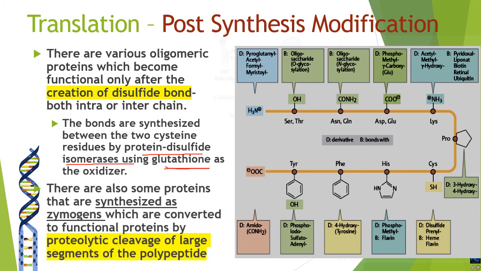And finally, there are some proteins which are synthesized in an inactive form. Those inactive forms are called zymogens. They are converted to a functional protein, which can be functional structurally or functional dynamically as a hormone or as an enzyme, by proteolytic cleavage. Some sequences get cleaved from the polypeptide so that it is shortened, and then it is functional in its shortened form.